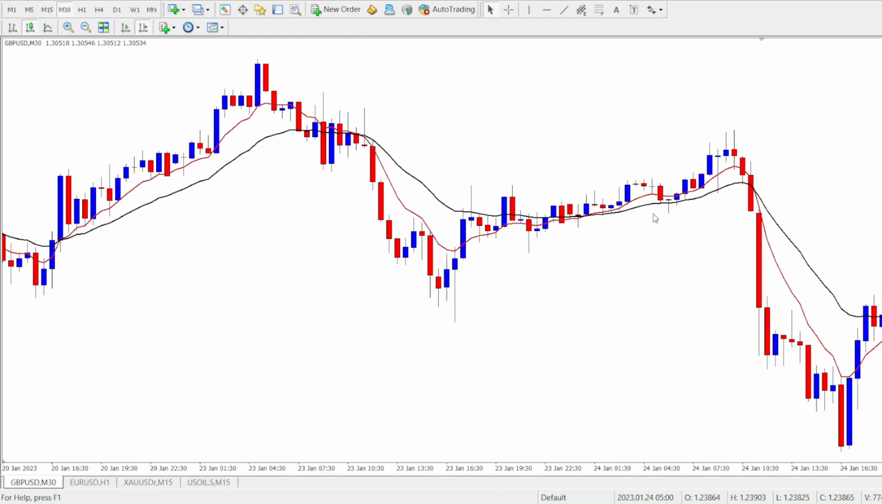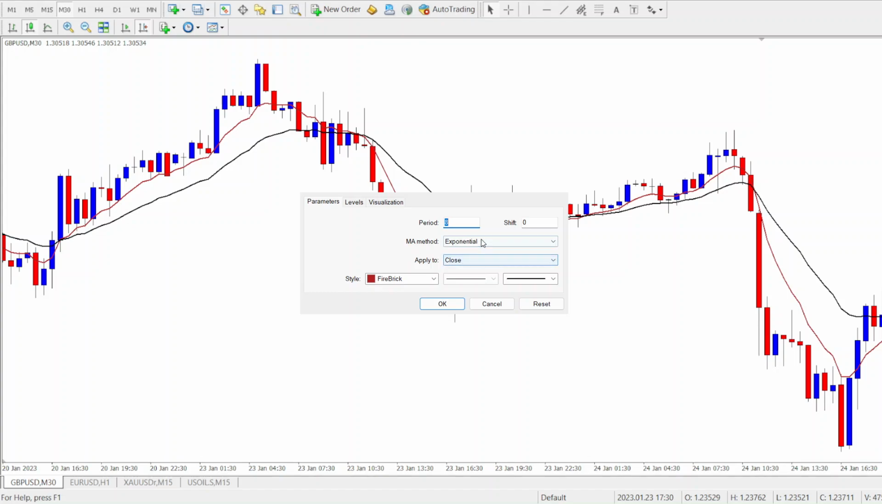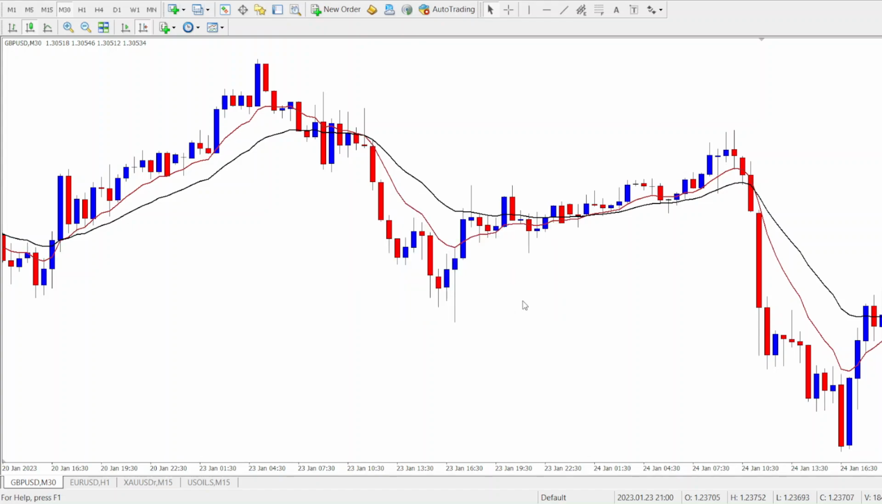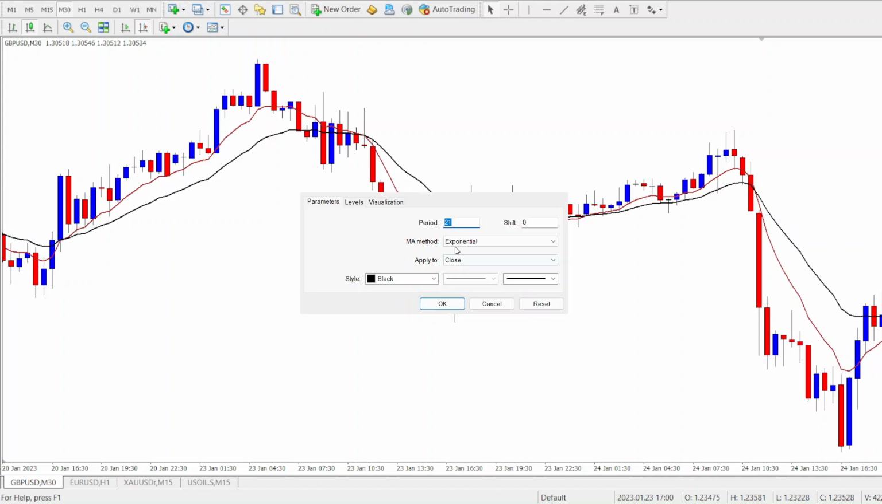Now, that is the setting for a scalper. If you are a day trader, you might want to use the combination of the 9 EMA and the 26 EMA. That combination works well. If you are a day trader, you just change this 8 to 9, and the 21, which is for scalpers, you change to 26.